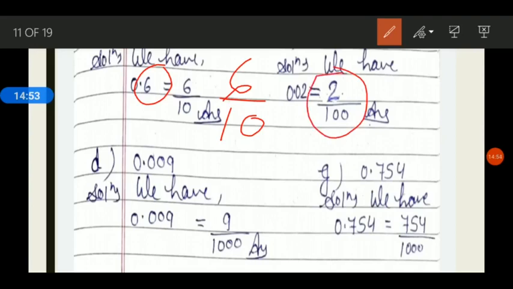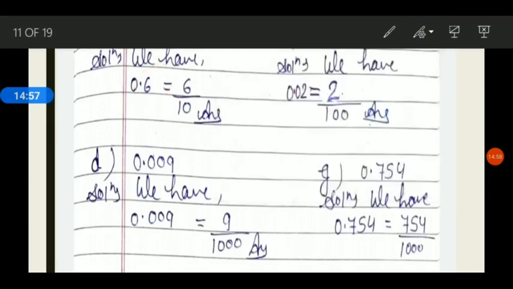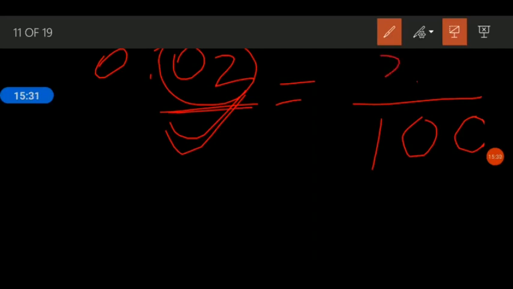The next question is 0.02. Here you can see the decimal part has 2 digits. It means in the denominator you will put 2 zeros after 1. Whatever number of digits are given in the decimal part, the same number of zeros you will put in the denominator. And then the numerator is whatever number is given, 02 means 2. If you write 02, that is also correct. If you write only 2, that is also correct.